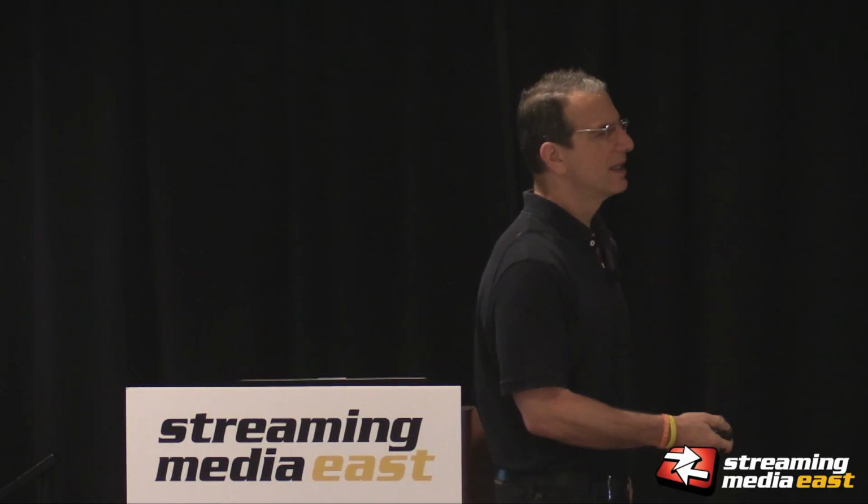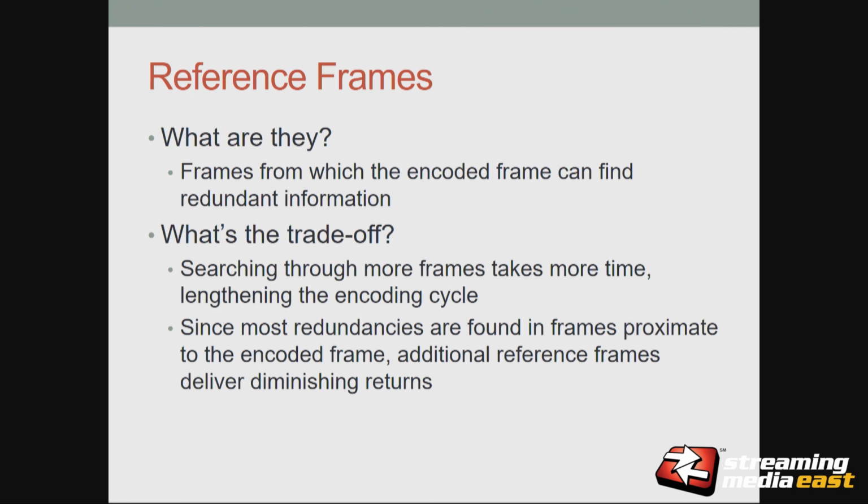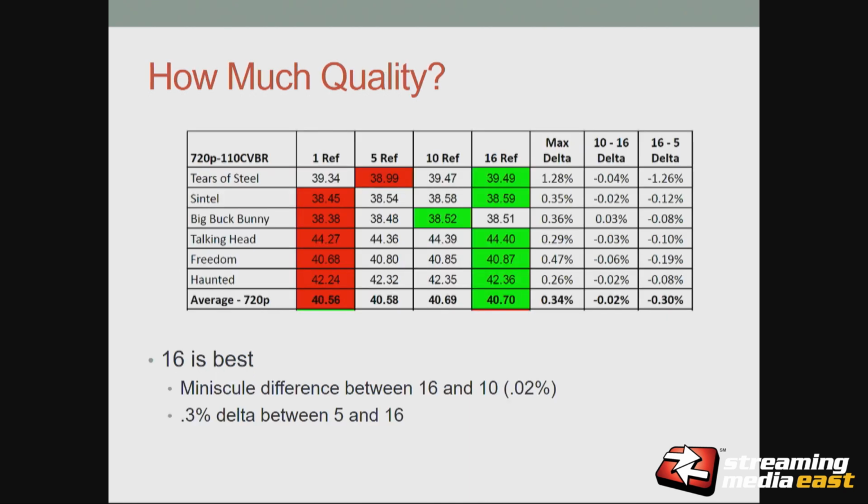Reference frames are how many frames you look through to find redundancies. The trade-off for redundancies is it takes a lot more time. So here you're looking at, okay, how much more quality do I get? How much more time do I spend encoding? So this covers the quality side. And 16 reference frames, yeah, that's kind of a big deal. It is the highest quality for all these video files. But the difference between 15 and 10 is 0.02% PSNR.